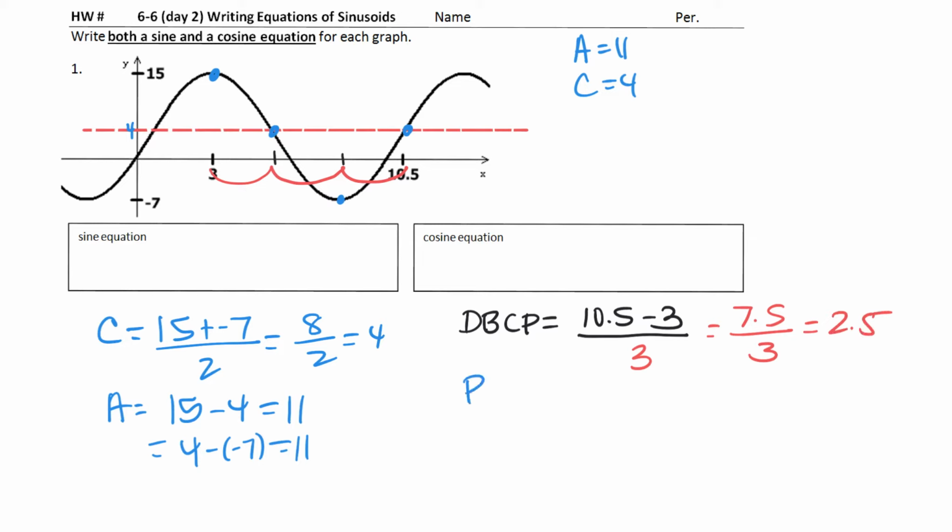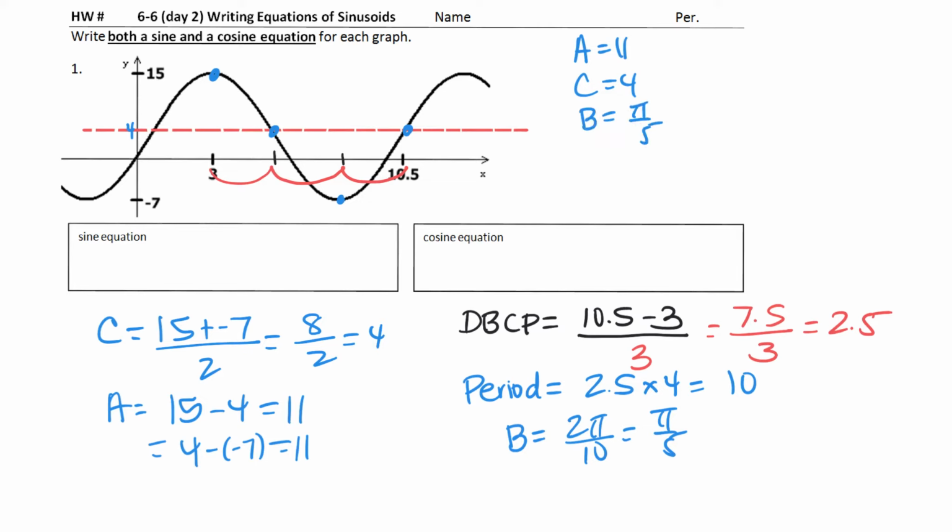So to figure out the period, I can take my DBCP 2.5 and multiply it by 4. So that ends up being 10. And then B equals, this is radians, equals 2 pi divided by the period. So B is pi over 5.